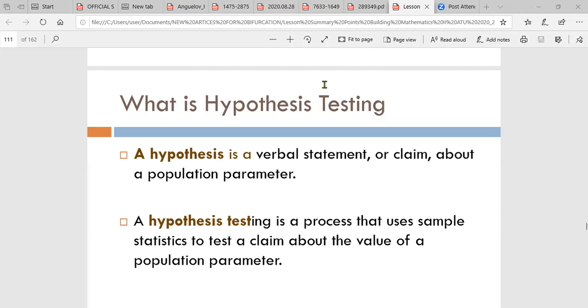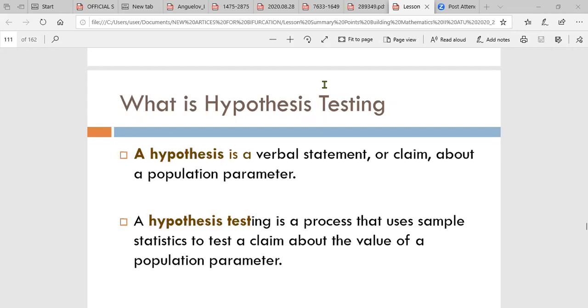Now, what is a hypothesis? A hypothesis is a claim about a certain population parameter. So, for example, the manufacturer of a Voltic mineral bottled water, the big size, will say that I produce 1.5 liters of water. But then, as a researcher, you make a claim: is it really true that they are producing 1.5 liters of water? Okay, such a claim is a hypothesis.